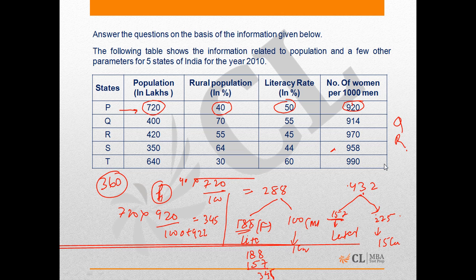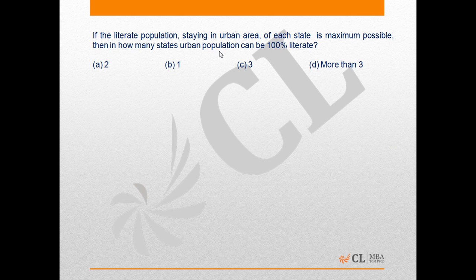Now coming to S, the percentage of people of state S that belong to urban areas was 100 minus 64, that is 36%, and the literacy rate in this state was 44%, which means for state S it was possible to have 100% of its urban population literate. Coming to state T, 70% of the population of state T belong to urban areas, but the literacy rate as a whole of this state was only 60%. So for state T it was not possible to have 100% literacy among urban people. So there were 3 states in which 100% literacy was possible for urban people. These states were Q, R and S. Therefore option C is the correct answer.